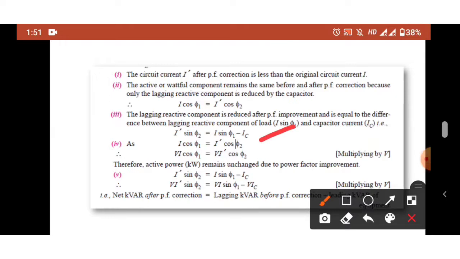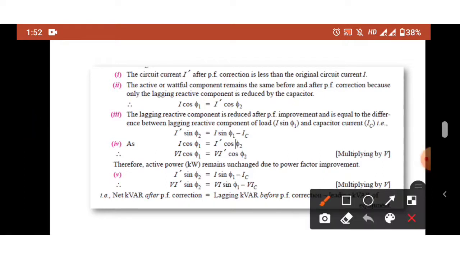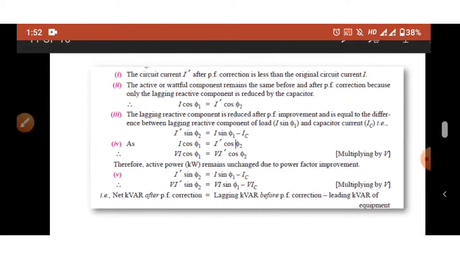Now, multiply the first equation and the second equation with V. So, the first equation becomes VI cos phi 1 is equal to VI dash cos phi 2. That is, there is no change in active power by using a capacitor. Now, multiply the second equation with V. Then we will get VI dash sine phi 2 is equal to VI sine phi 1 minus VIC. From this equation, we can understand that net kVAR after power factor correction is equal to lagging kVAR before power factor correction minus leading kVAR of the equipment. That is, net kVAR is VI dash sine phi 2.